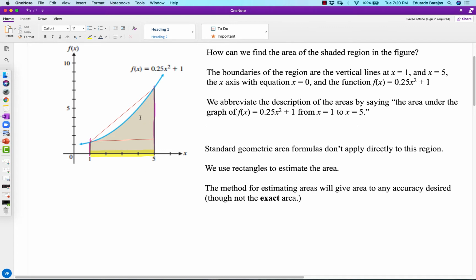We want an even better approximation. We want something a lot more refined. And in fact, we want the exact answer. So we're going to begin with an approximation, and that will lead us to a process that can get us to the exact answer. What we're going to do is something called the method of approximating rectangles. We're going to estimate this area by inserting rectangles.